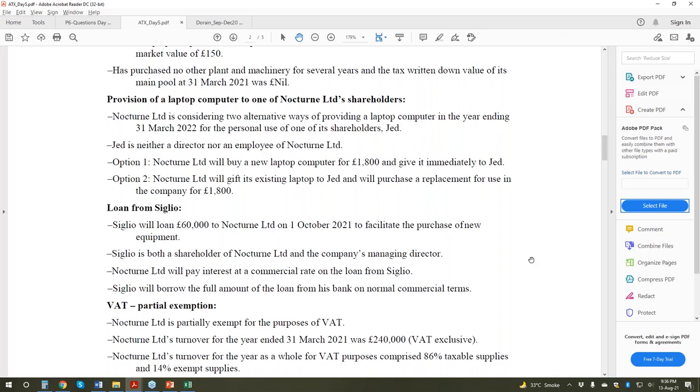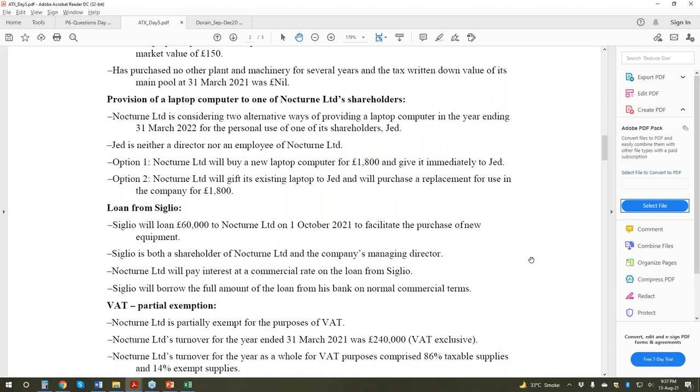Nocton will pay interest at commercial rate on the loan from Seglo. That's fine. The company is paying him the commercial rate. Seglo will borrow the full amount of the loan from his bank on normal commercial terms. So Seglo does not have this money on his own. He's rather taking the loan from the bank himself and then giving this money to the company. And then what will be happening? He will be receiving the interest from the company on the one hand, but paying the interest to the bank on the other hand. So let's talk about the tax implications from both points of view.